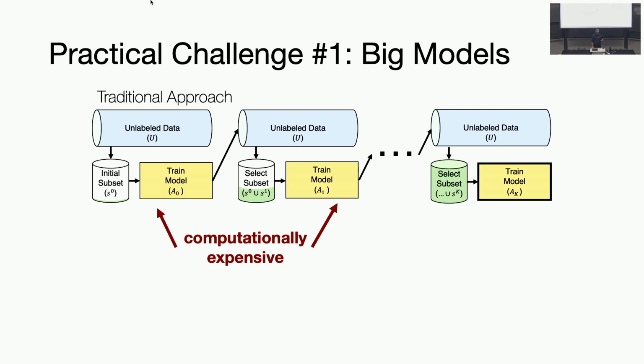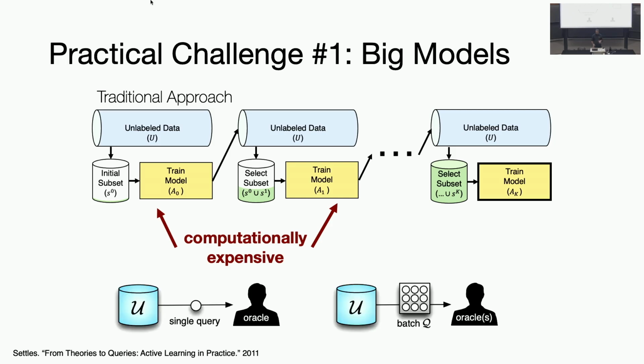And now the way that people actually get around this in practice, especially once deep learning became a very popular mode of machine learning, is that rather than retraining this model after every single example that we select to label, people instead will select a batch of examples at once and label them all at once so that they don't have to retrain this model.